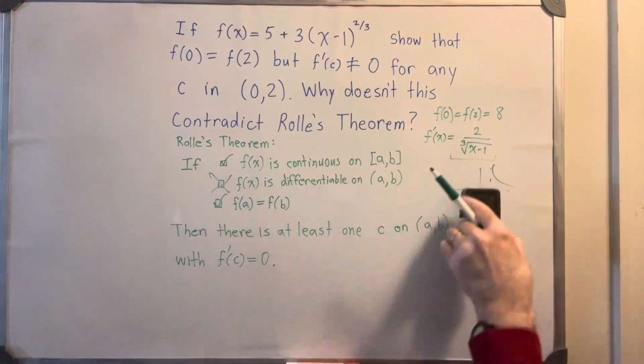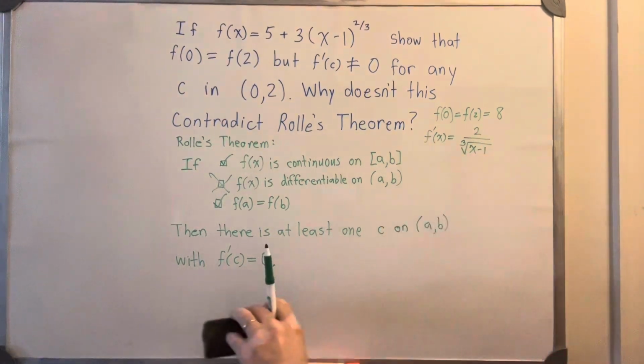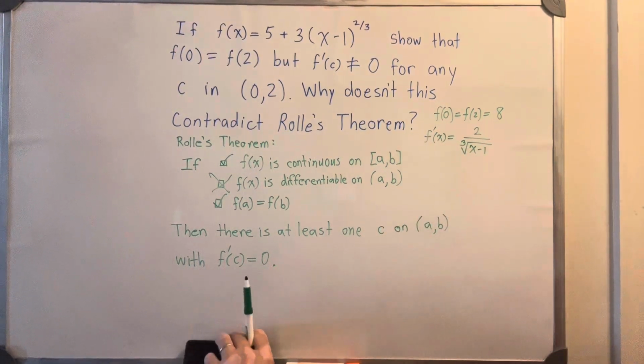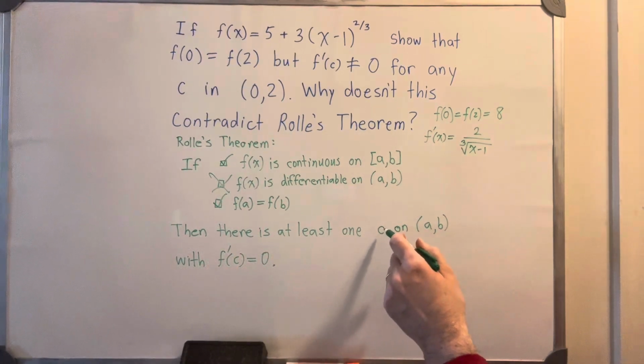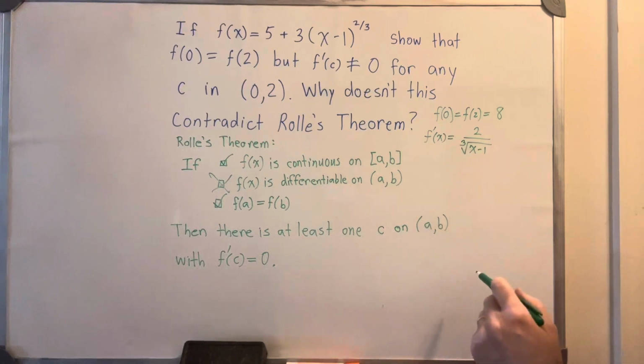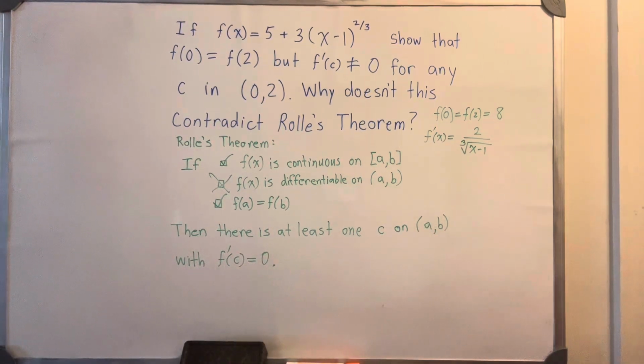Therefore, not all the criteria are met for there to be at least one value c on the open interval (0, 2) with f prime of c equal to 0. So Rolle's theorem is not contradicted because not all of the criteria were met.